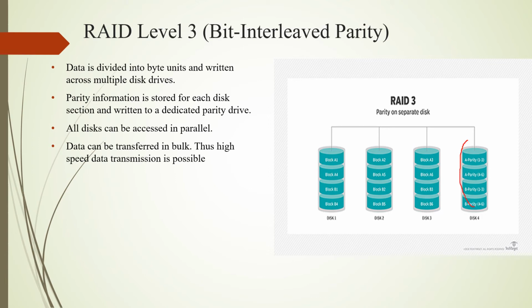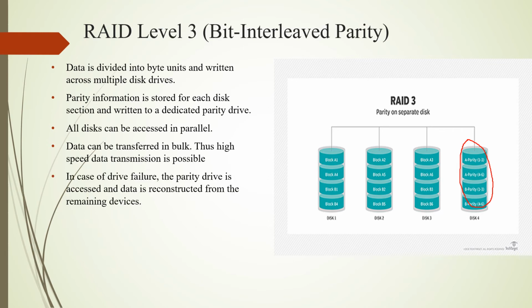This is a dedicated parity device where you can find the parity information related to the disk 1 block units, disk 2 block units and also disk 3 block units. All disks can be accessed in parallel. Data can be transferred in bulk, thus high speed of data transmission is possible. In case of drive failure, the parity drive is accessed and the data is reconstructed from the remaining devices. If any one of the drives fails, the parity information related to the drive will help to reconstruct the data.